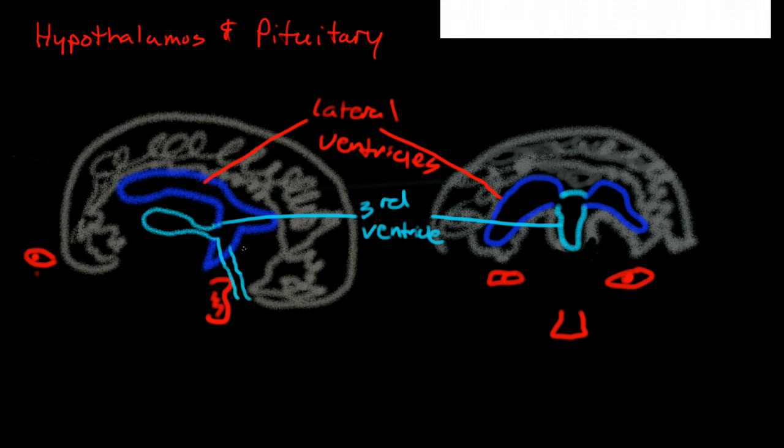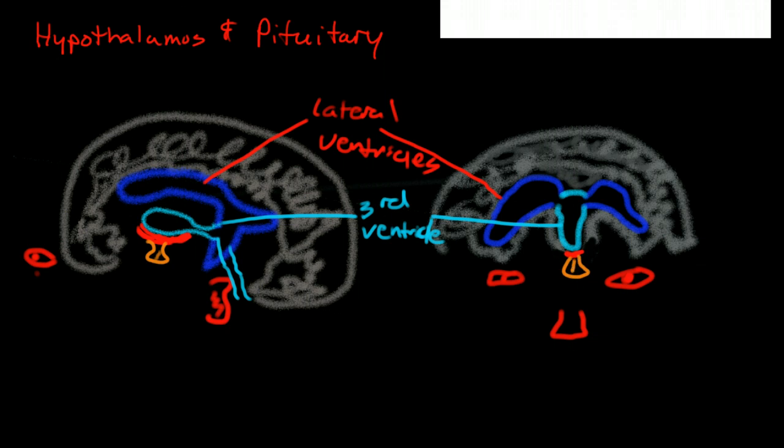Okay, so now why is the third ventricle important? Well, it's because it's actually the floor of the third ventricle that is the hypothalamus. So there's a little bit of neural tissue down here, and that little strip of neural tissue is the hypothalamus. And then hanging below that hypothalamus and connected to it is a pituitary gland. Okay, so that's the location of it.